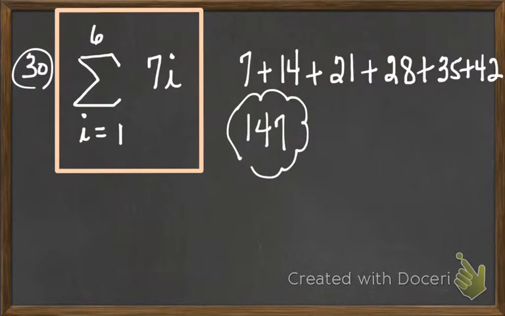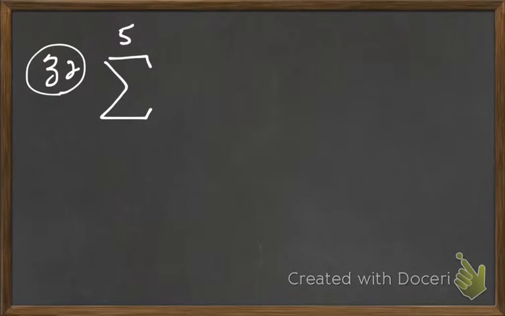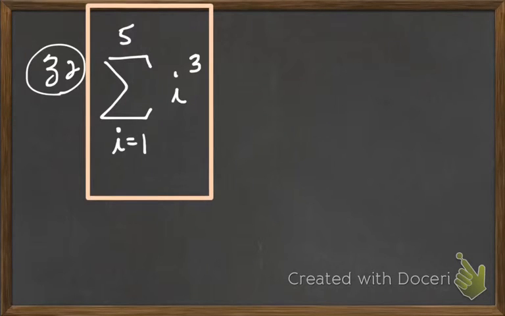All right, you do number 32. So this looks really different to begin with because it's a different notation. You try 32. You could possibly do these without any work, but if you wanted some partial credit, you might want to show the work.